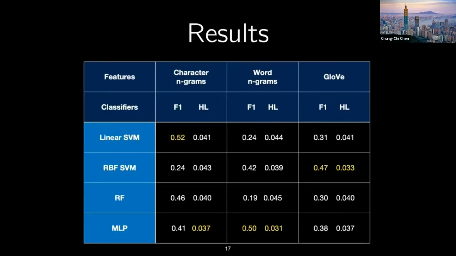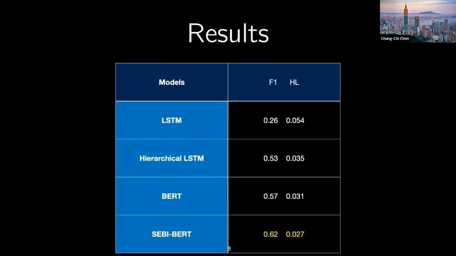As we see in the results, most of the models in the traditional ML setup perform quite poorly, with the linear SVM performing the best with the highest F1 score, but it does not have that great a Hamming loss. However, we have the MLP with the word n-grams having the lowest Hamming loss and therefore performing the best, even though it does not perform as well as the linear SVM when comparing the F1 scores.